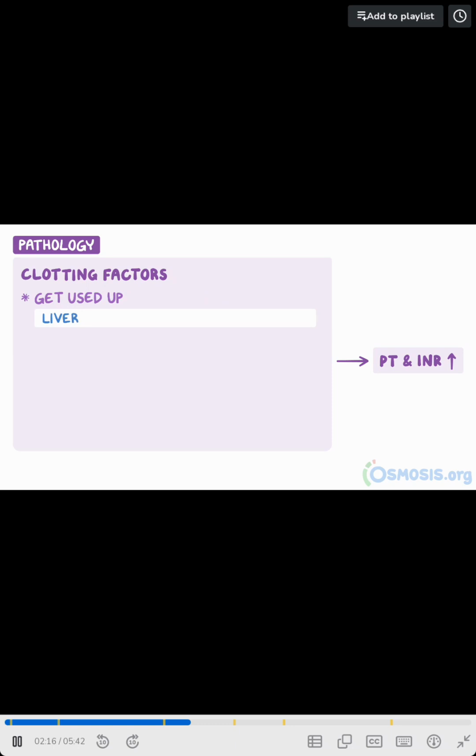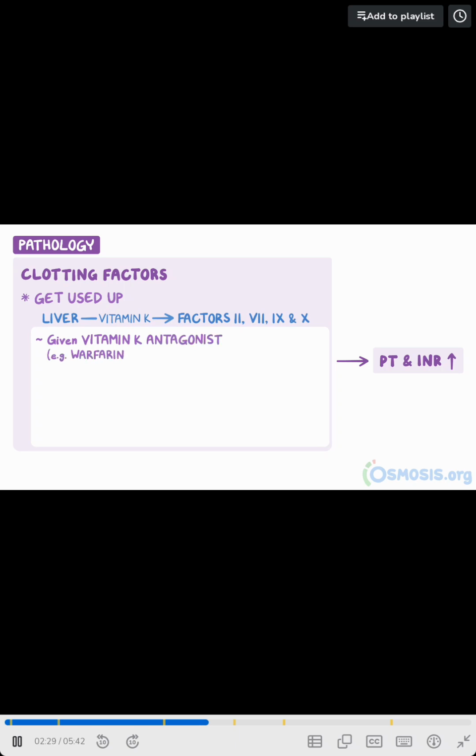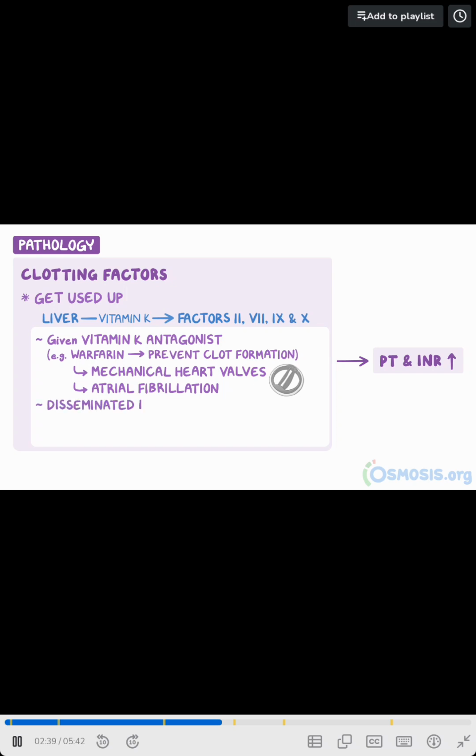Now, the liver needs a supply of vitamin K to make clotting factors 2, 7, 9, and 10. So, another way PT and INR can increase is when clients are given a vitamin K antagonist, like warfarin, to therapeutically prevent clots from forming, like in clients with mechanical heart valves or atrial fibrillation. Finally, clotting factors can be depleted in disseminated intravascular coagulation, or DIC, which causes widespread thrombosis that uses up clotting factors.